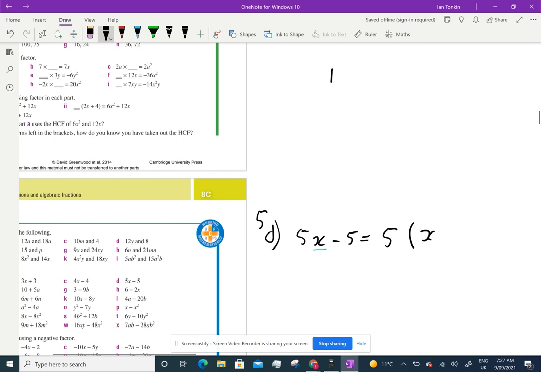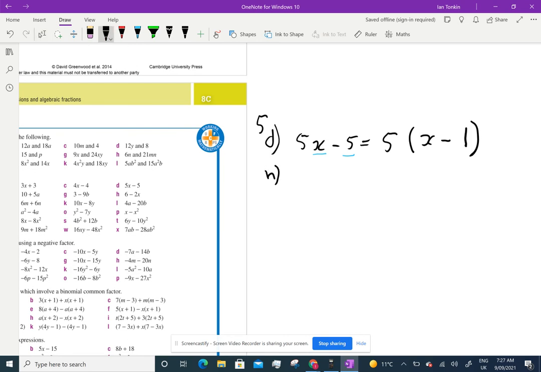Remember, when we write 12, we write 2 times 6. So here we're going to write 5 times, but I don't need the multiplication sign when it's right outside the front of a parenthesis. So I take the 5 out of that, and I'm left with an x. And if I take a 5 out of that, I'm left with a 1, and there's a minus sign in the middle. So I've factorised it.